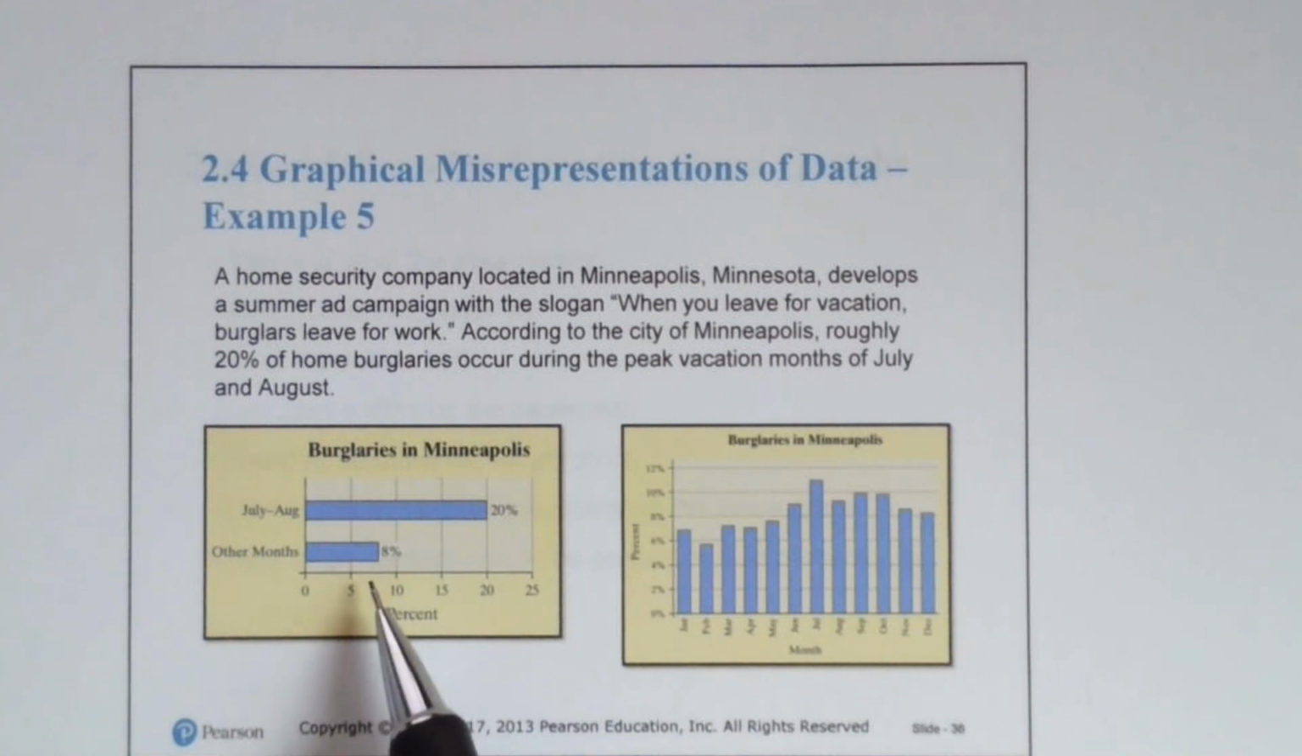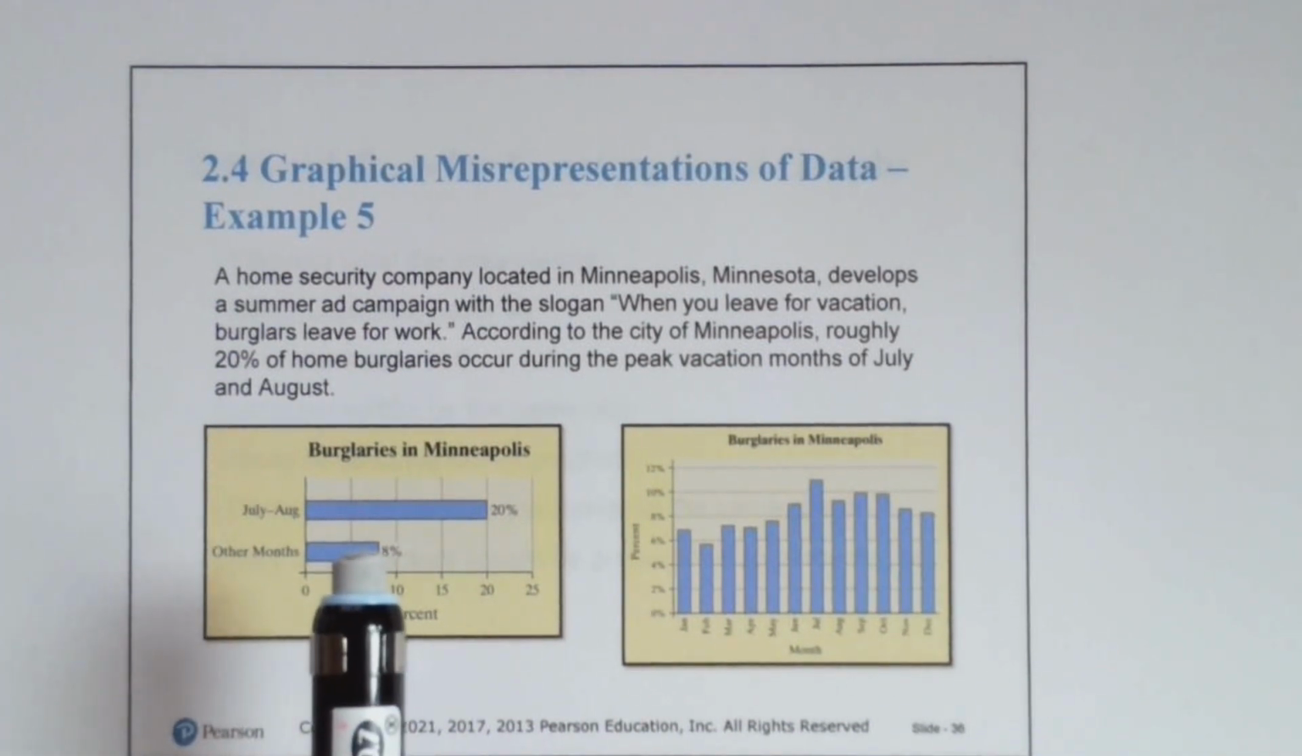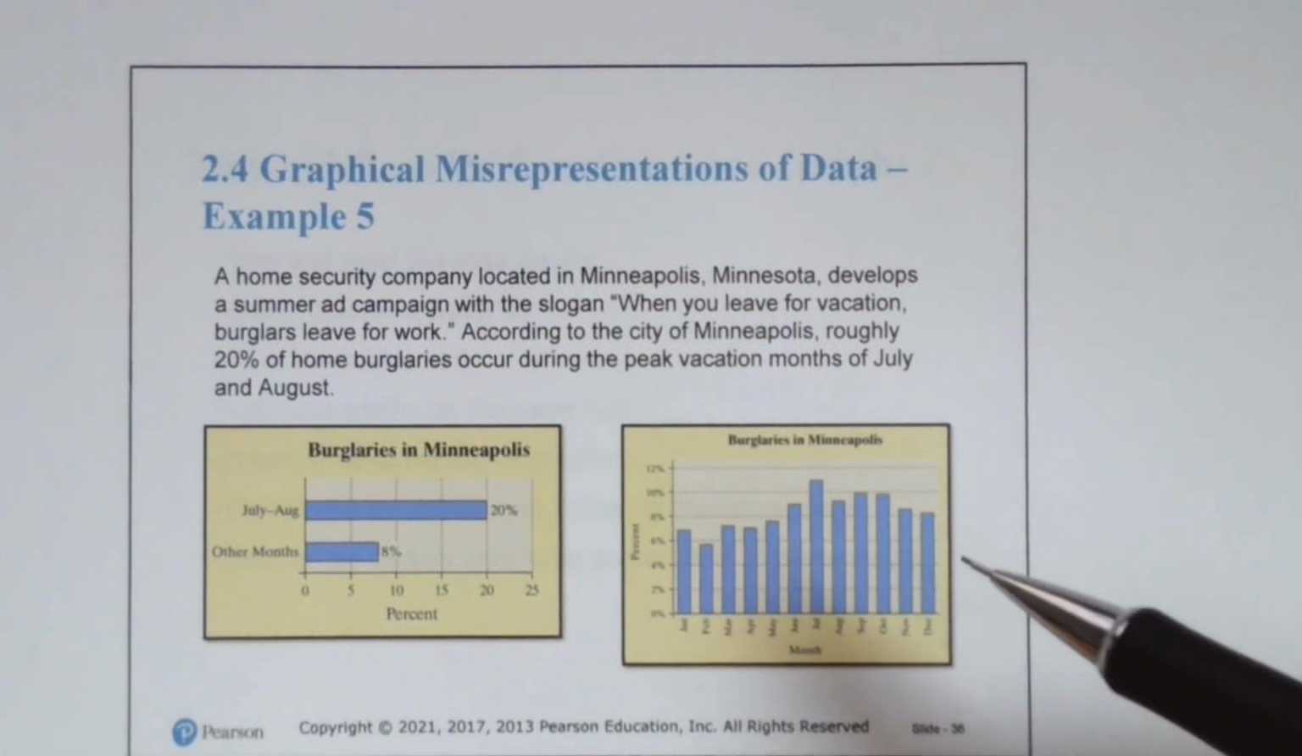So it's more than doubled in July and August, or at least that's what the graph would indicate. And this is what I would be showing if I'm trying to get people to buy some home security systems, and I'm guessing that's what they're doing.